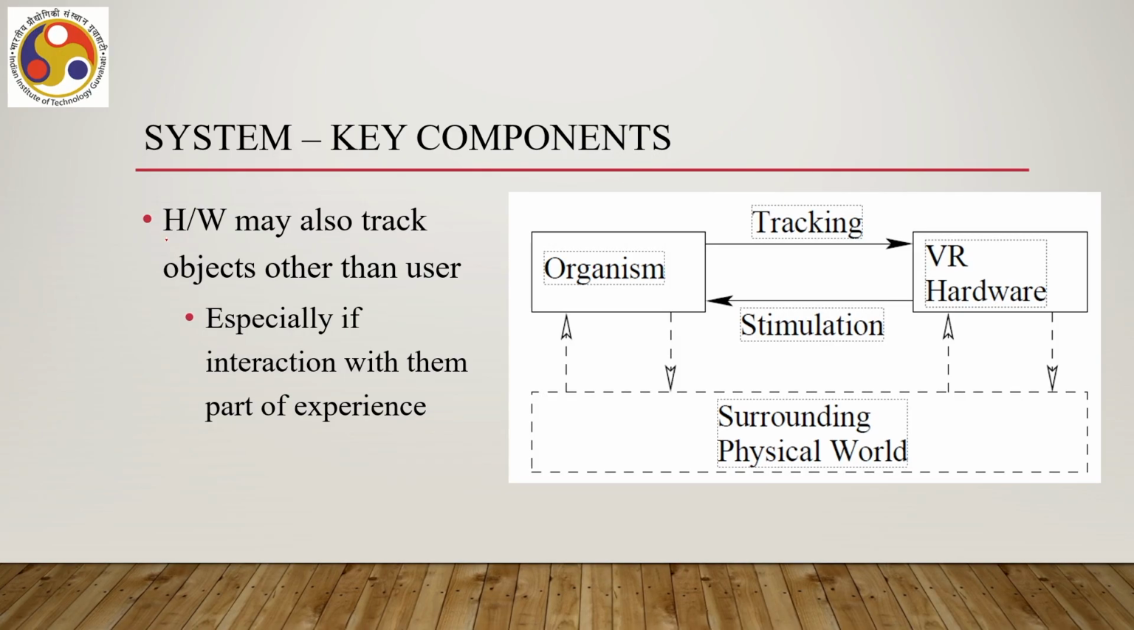Also, the hardware may track objects other than the users. So, earlier we said that the VR hardware part includes trackers or sensors to track the user's head movement and other activities. There can also be trackers as part of the hardware which can track objects in the surrounding rather than the user directly. That is required especially if interaction with those objects is part of the experience.